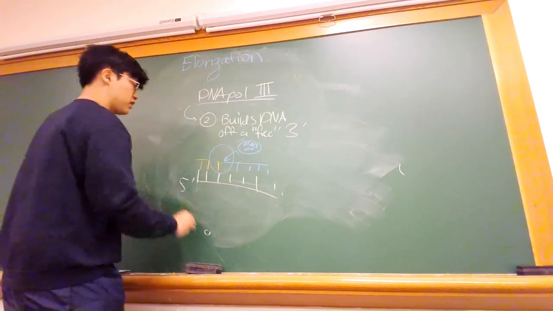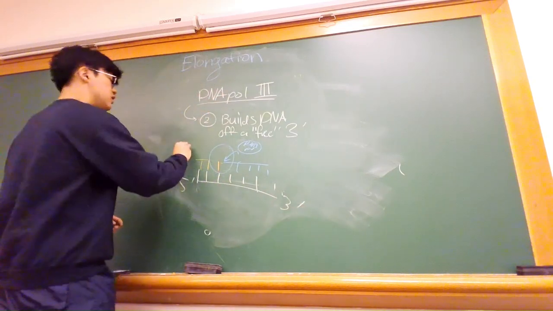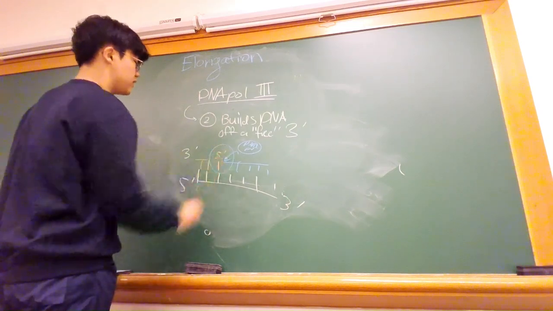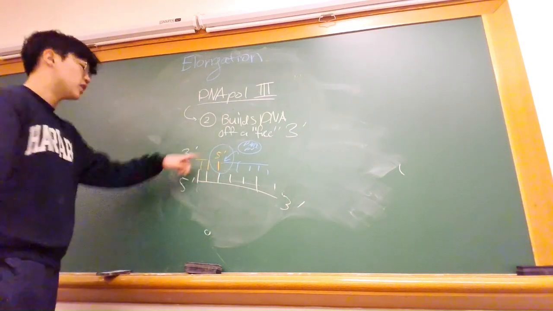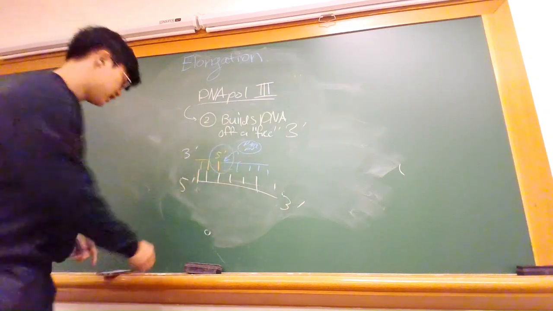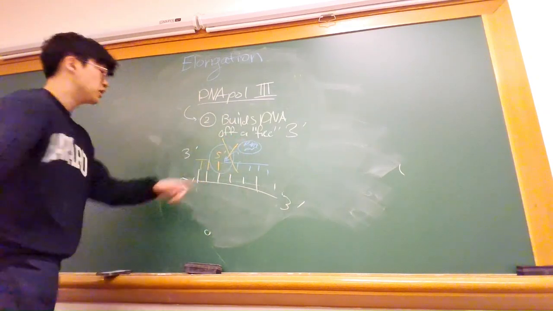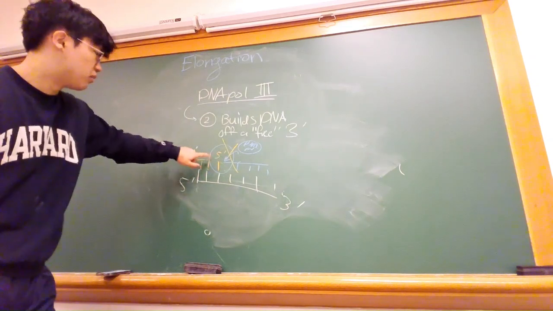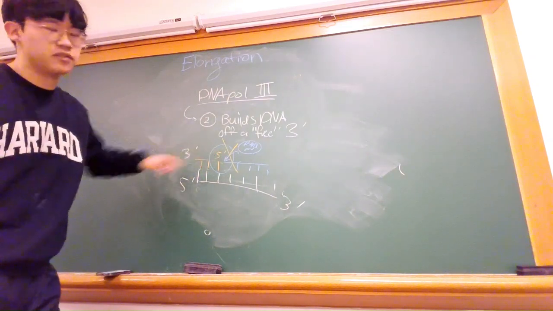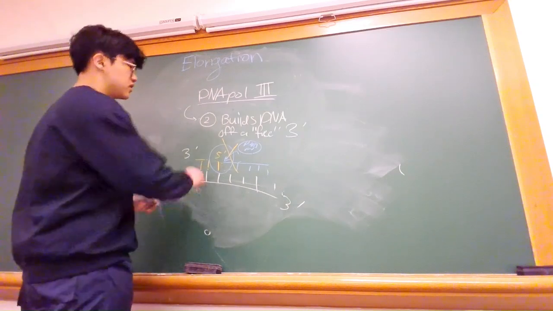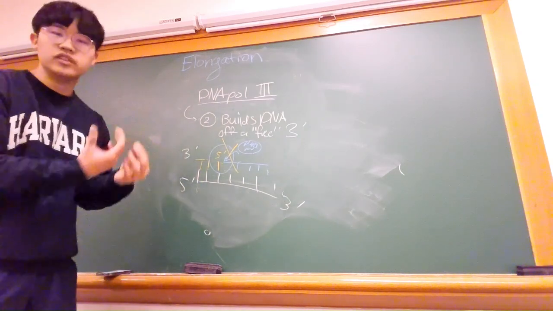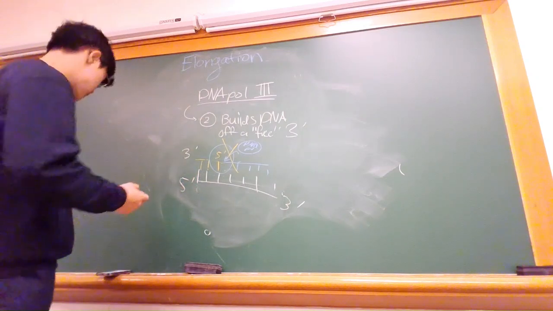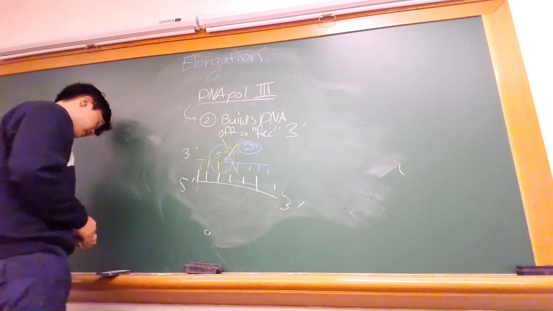Let's make it 5' to 3'. So now this end is 3' and this end is 5'. So if we try to put a primer here, this DNA polymerase is not going to be able to build the strand because the free available primer has a 5' end instead of a 3' end. So this means that DNA polymerase essentially can only build DNA in one direction. And that'll be crucial in our next step here.